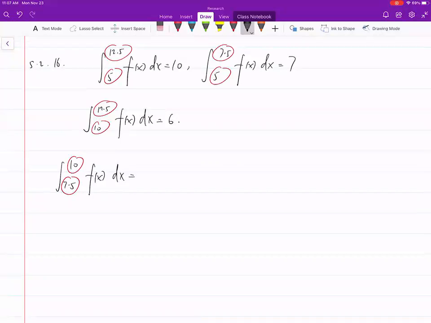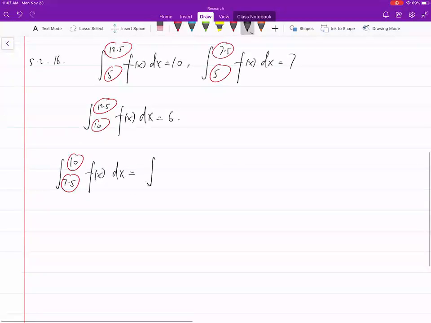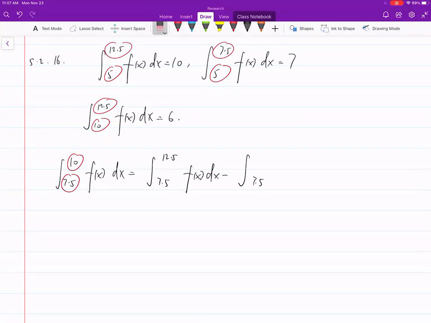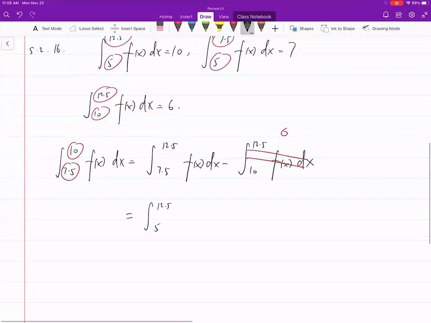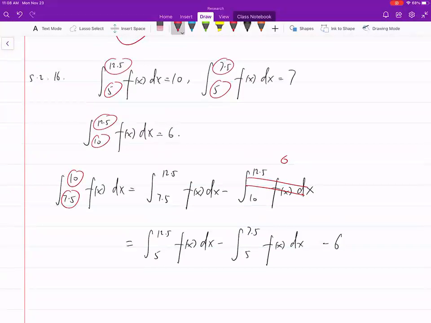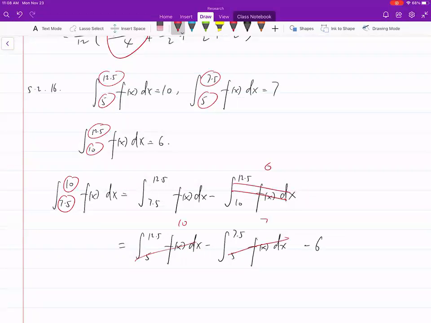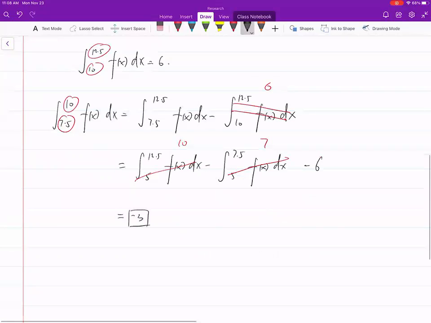I know from here to here, so I know from 7.5 to 12.5. All the way from 7.5 to 12.5 minus from 10 to 12.5, you should have from 7.5 to 10. That's good, and this we already know is 6. From 7.5 to 12.5 is from 5 to here, minus from 5 to 7.5, and then we have a minus 6 from the previous one. So this is 10, this is 7. Together, it's negative 3. That's for number 1.